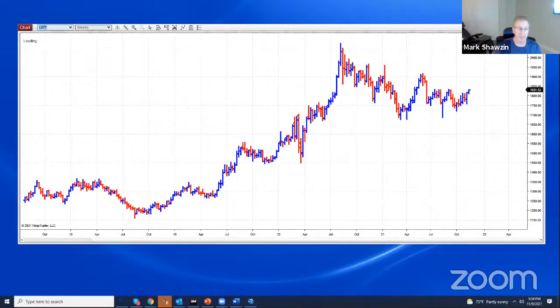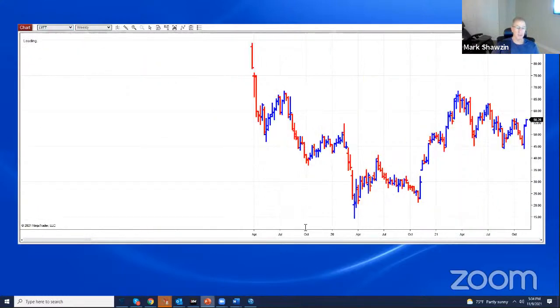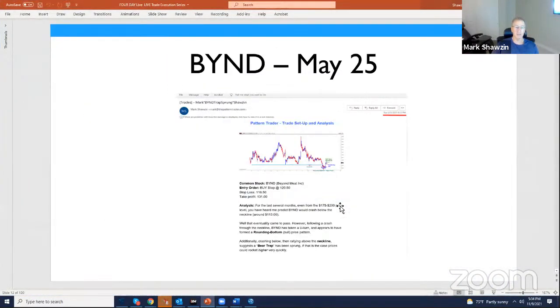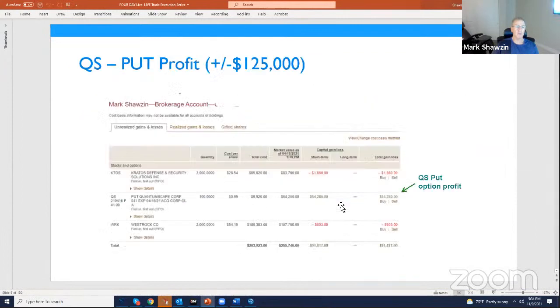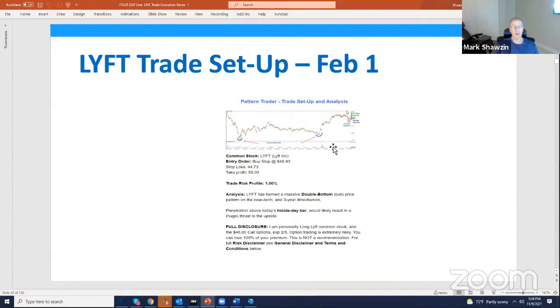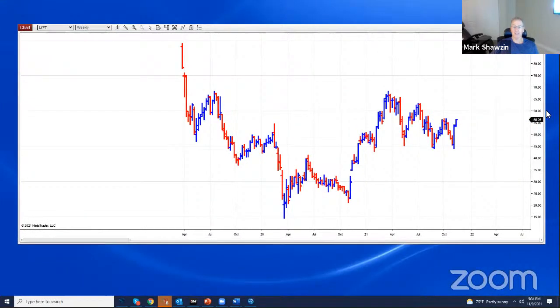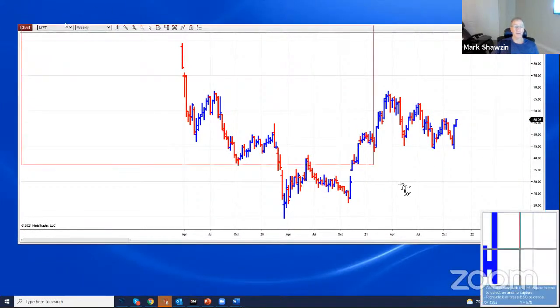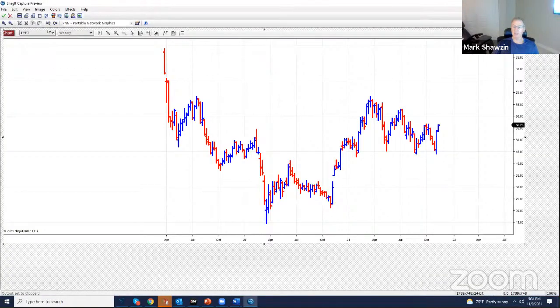I made a ton of money in Lyft in January. I think we looked at this. I looked at this double bottom all the way back at the beginning of the year, got in at 45, got out at about 60 and made a lot of money on that trade. This is what I was looking at in Lyft at the beginning of the year, where I saw this double bottom here. And so this is where I see the beginning of something.